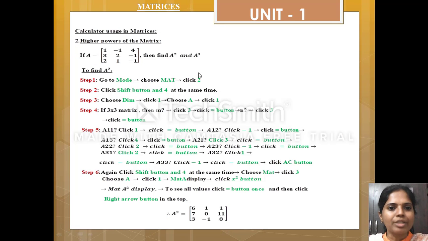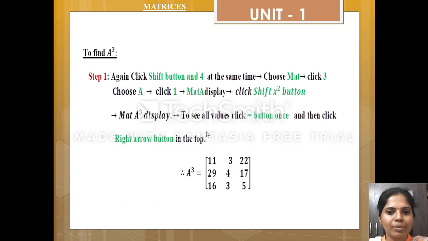Before we enter into the Cayley-Hamilton theorem, we should know how to find the higher powers of a matrix using a calculator, and also determinant A. So how do we calculate A square and A cube using a calculator? Here I have mentioned some procedures to find A square and A cube. Similarly, we can find A cube also using the calculator. So here the steps are mentioned.